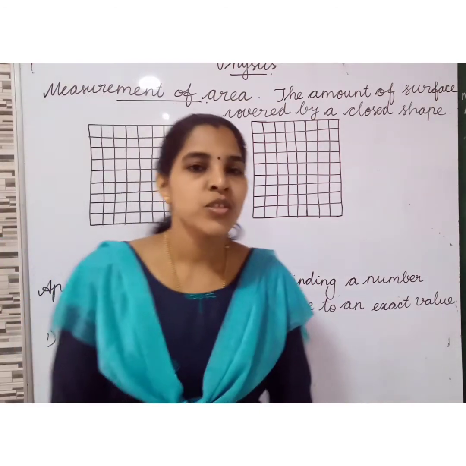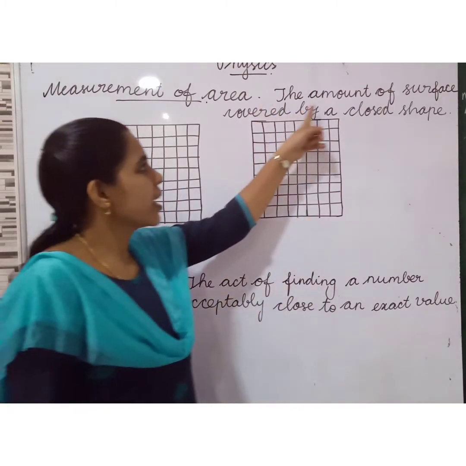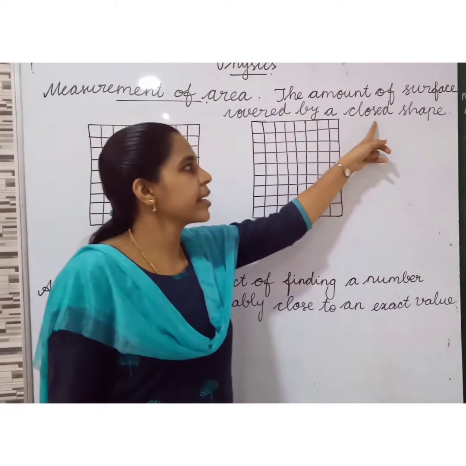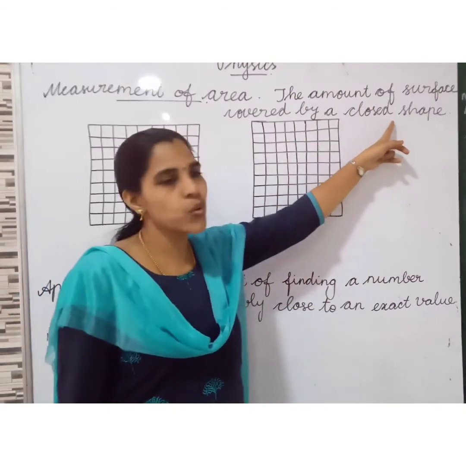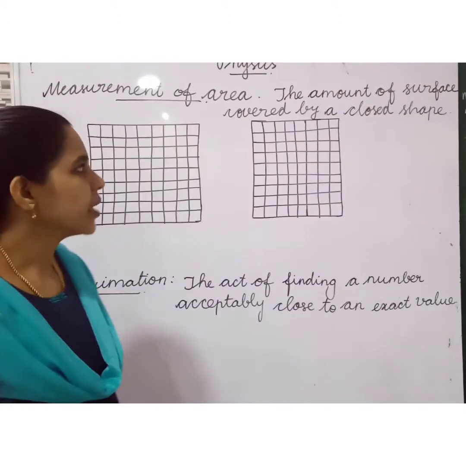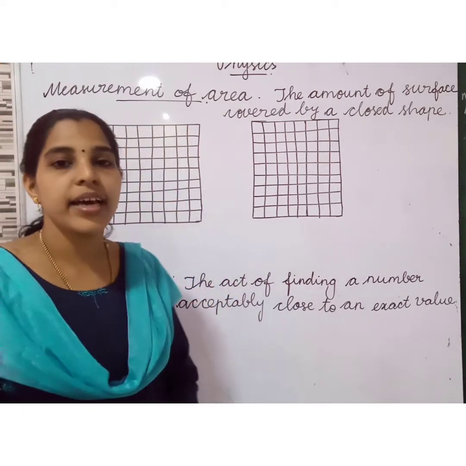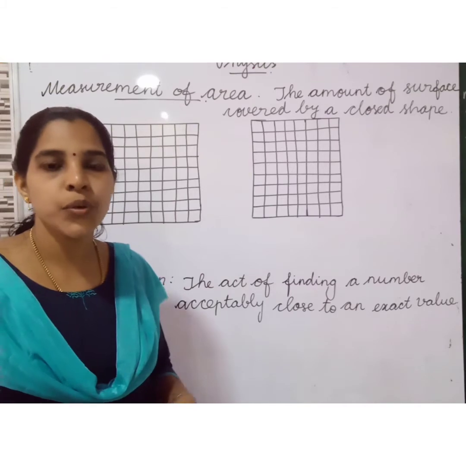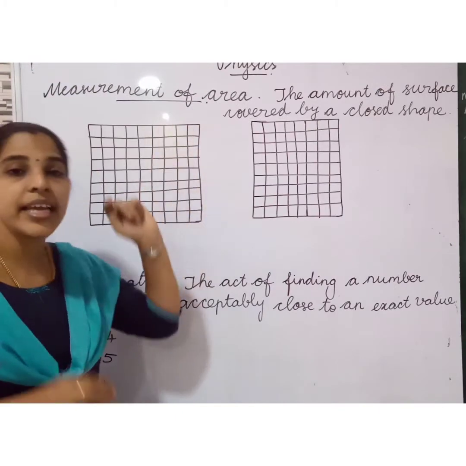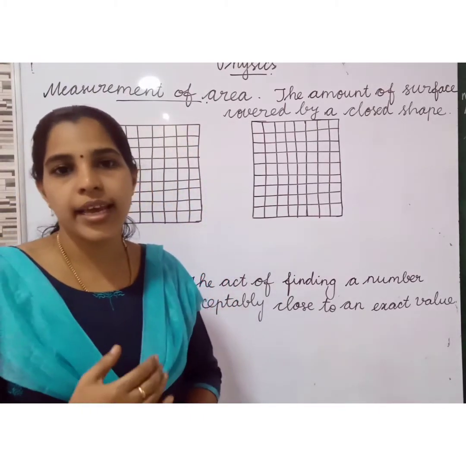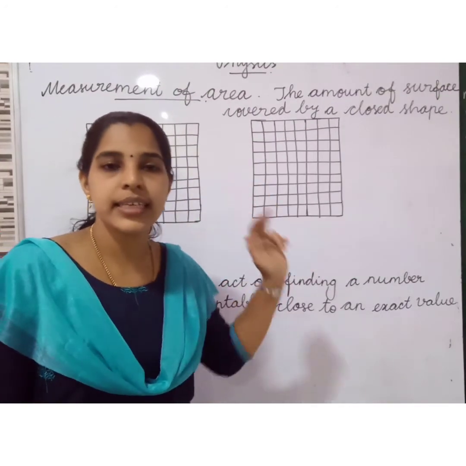Good morning, children. Today we have learned about area. Do you know the definition of area? The amount of surface covered by a closed shape. It's called area. Listen here. Some regular shapes are there. We have to measure the area using their formulas. But to find the area of irregular shapes, how to measure? Using the graph paper.